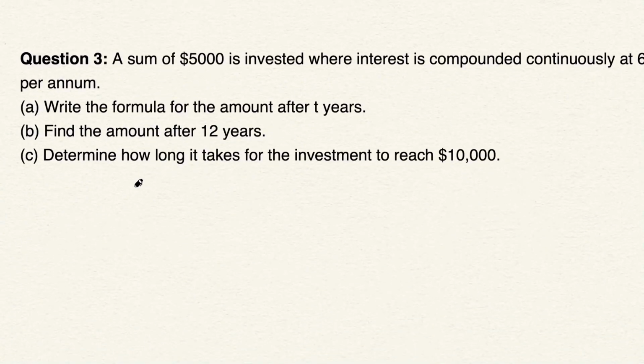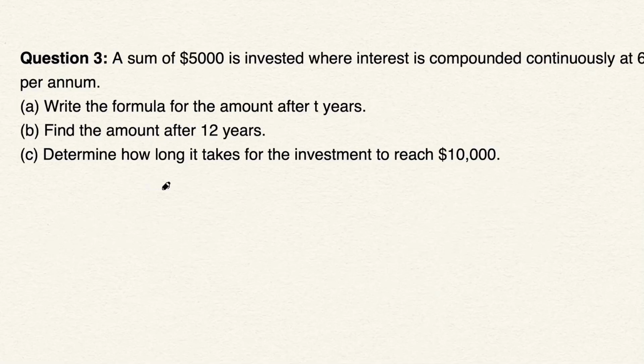Okay, question number 3. This is 6%, which is going beyond this side. 6%, okay. A sum of $5,000 is invested before interest is compounded continually. That means the e formula is there. So find the formula. Now I have to check because it is compounded continually or continuously. So our formula will be that of the e formula, e raised to power rt.